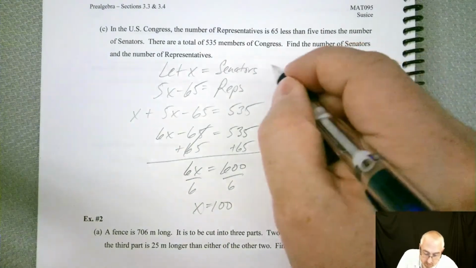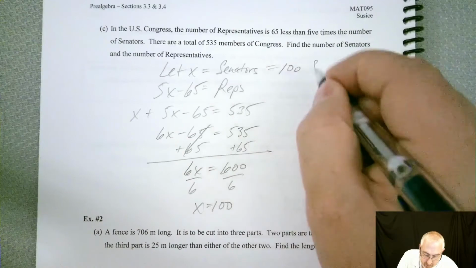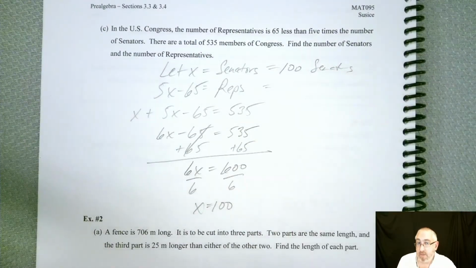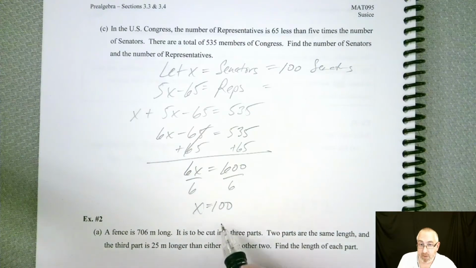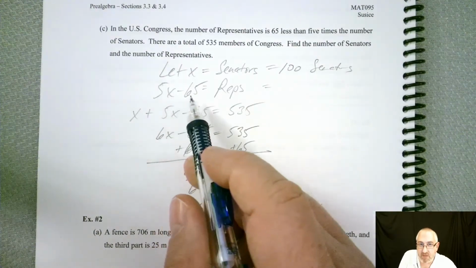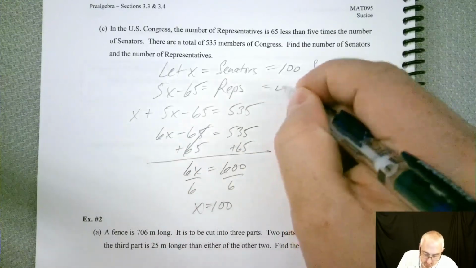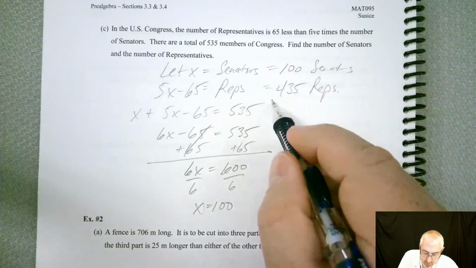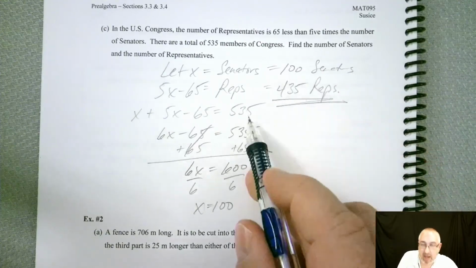So now, we got 100 senators and how many representatives? Well, we got to plug the 100 in. So 5 times 100 is 500 minus 65. It's going to be 435 reps. And we can see that adds to the 535.